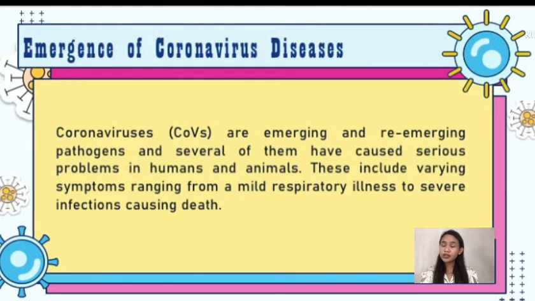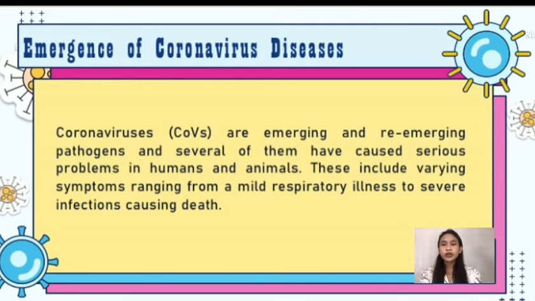Okay, so let's move on to the emergence of coronavirus diseases. So when we say coronaviruses, they are emerging and re-emerging pathogens. So when we say pathogens, they are the organisms that cause diseases. And several of them have caused serious problems in both humans and animals. So this includes varying symptoms ranging from mild respiratory illness to severe infections causing death.